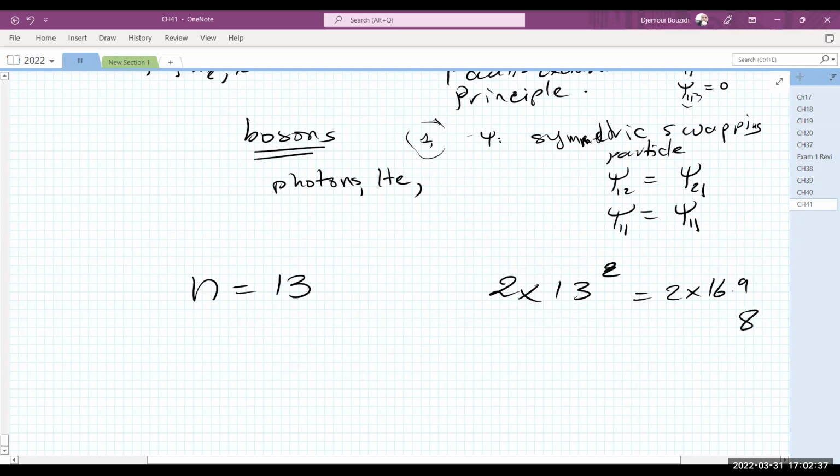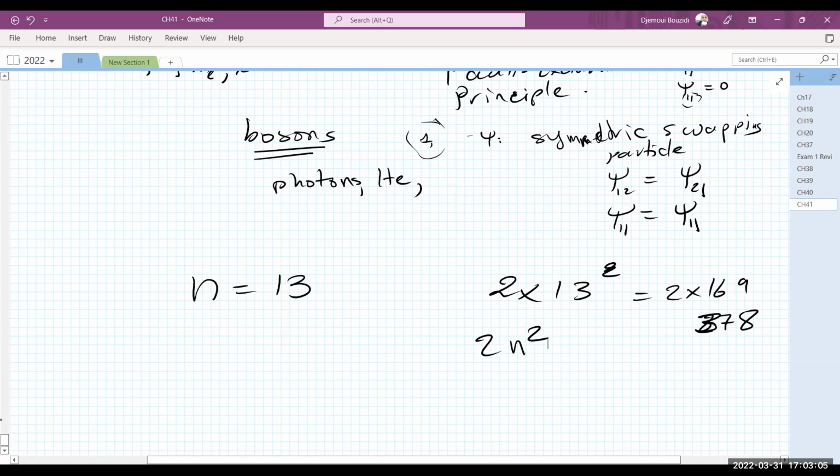9 times 2 is 18. 2 times 6 is 12, and 2 times 1 is 2. So it's 338, because you have to carry that number from the other side. So that should be the correct answer, I think, okay? But the formula is this one, so it's always 2n squared. Let me show you where this is coming from.